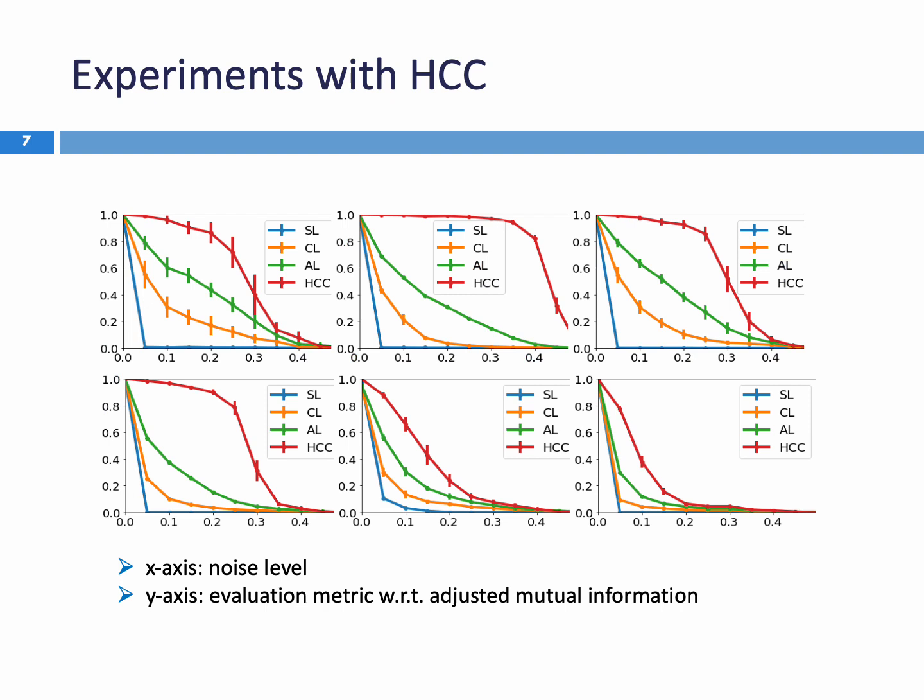In the following, we demonstrate the performance of HCC compared to the alternatives on a number of UCI datasets. In this plot, the x-axis shows the noise level, and the y-axis is the evaluation metric, which is the adjusted mutual information in this case. According to the results, we observe that HCC yields significantly better results and also is more robust.